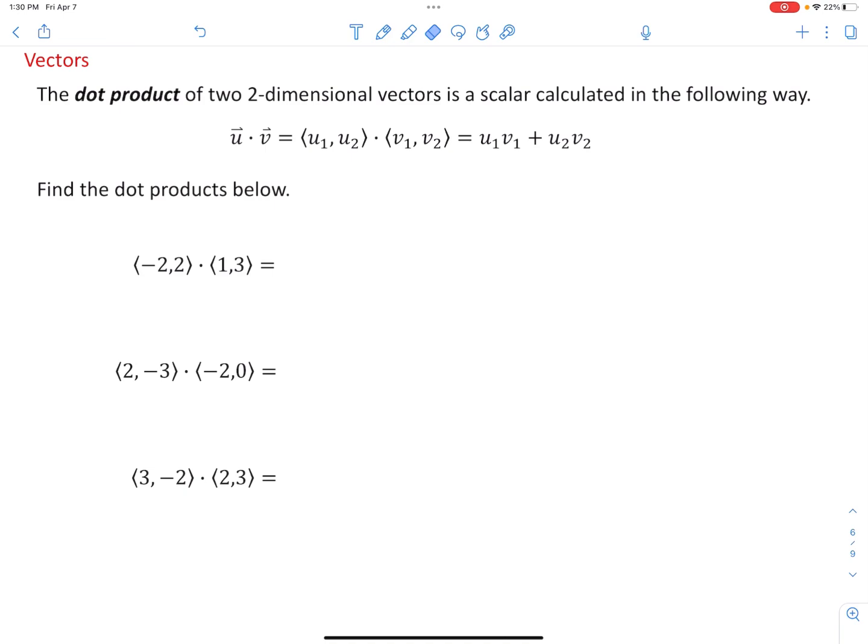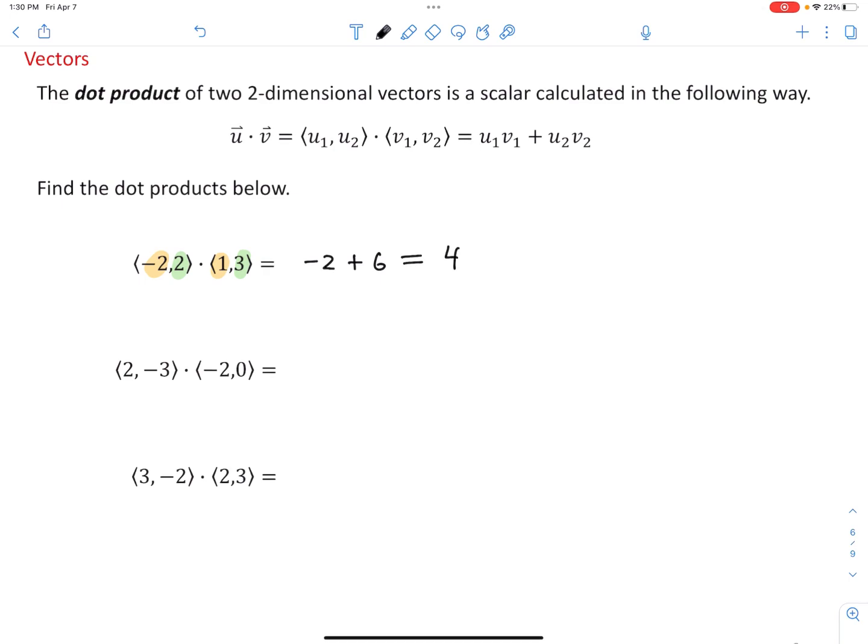So we multiply the corresponding entries. So I multiply the two orange numbers basically, and we get -2. And then I'm going to multiply the second component, so the two green numbers. So we get -2 plus 6, and we get 4 is the dot product. In the next case, let's do 2 times -2, that's -4. And then to this we're going to add, and then -3 times 0 is just 0. So we get a negative number this time, -4.